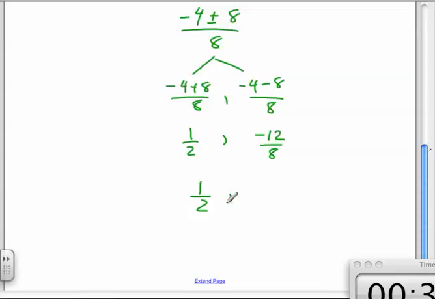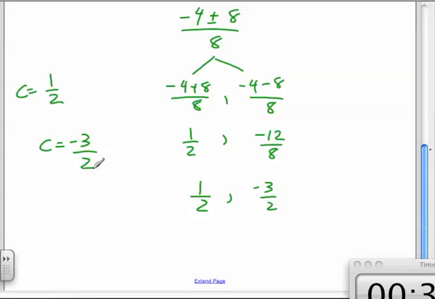And that reduces to negative 3 over 2. I don't want a decimal. I want to leave it as a fraction. And here's why. I want to be able to say that c is equal to 1/2 and c is equal to negative 3 over 2, because remember, I use this to work backwards to find my factors.